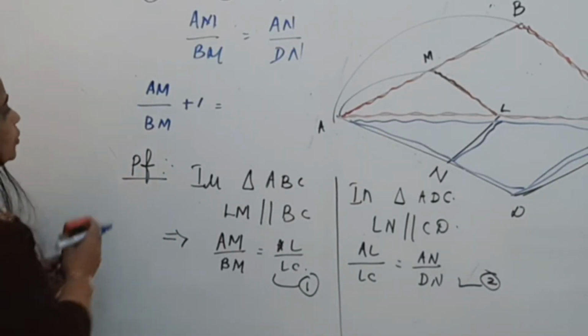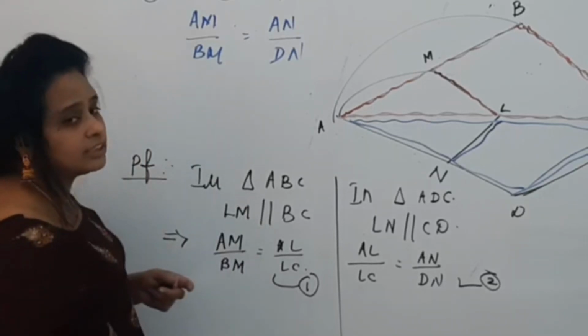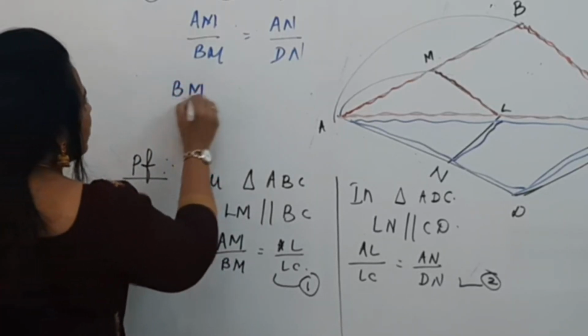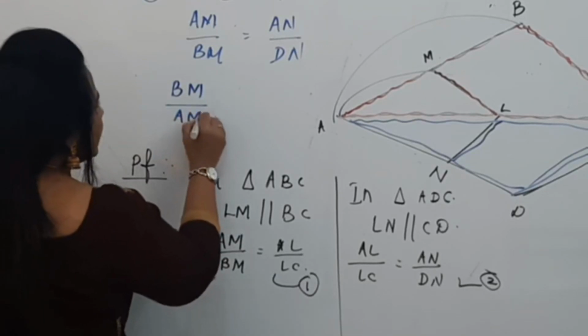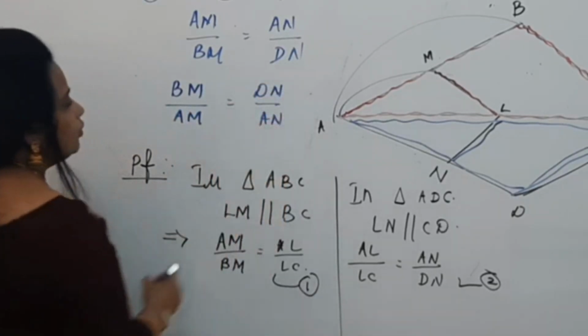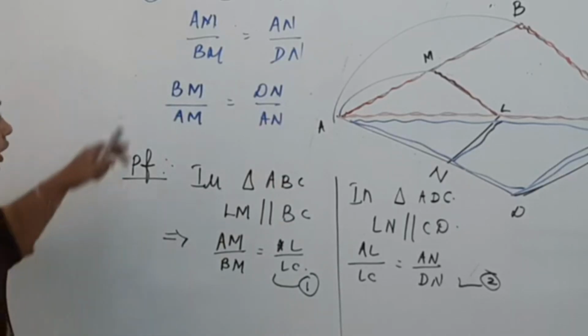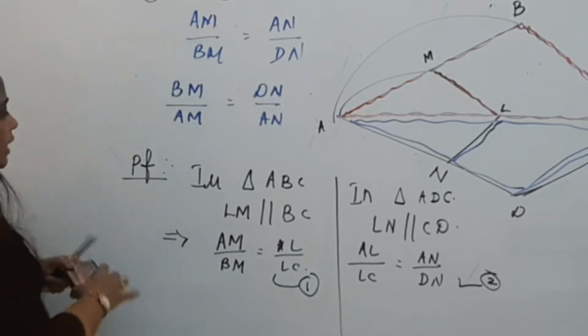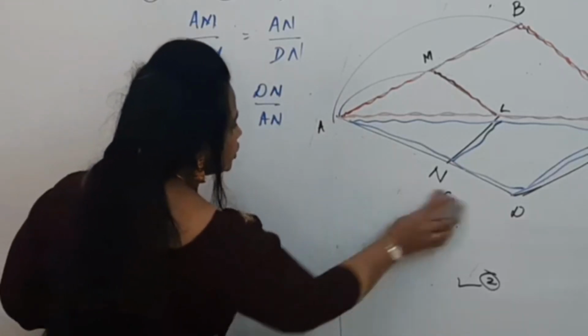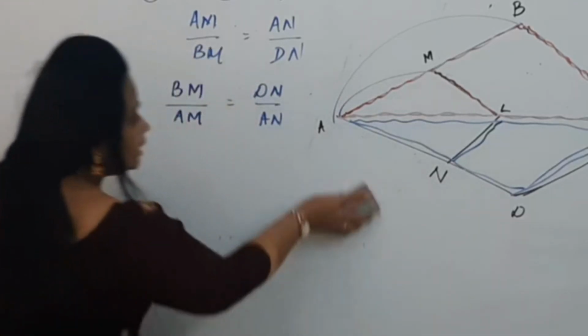So what I will do here itself, I just take the reciprocal. So BM by AM is equal to DN by AN. Hope you understand this one. So this can be written by taking reciprocal. It can be written in this way. So my proof will be easier.